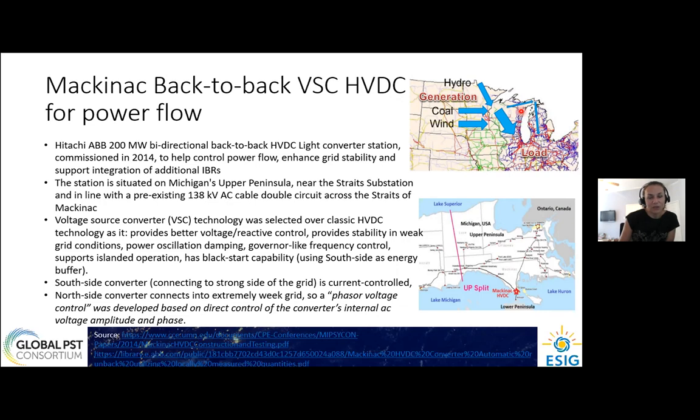And I think, to me, and based on the functionalities that are described here, that sounds like grid forming to me, although they don't call it grid forming in the papers, and I think because that term probably didn't exist at the time.